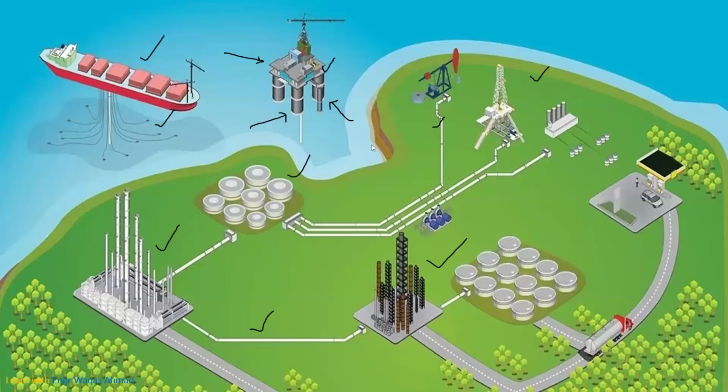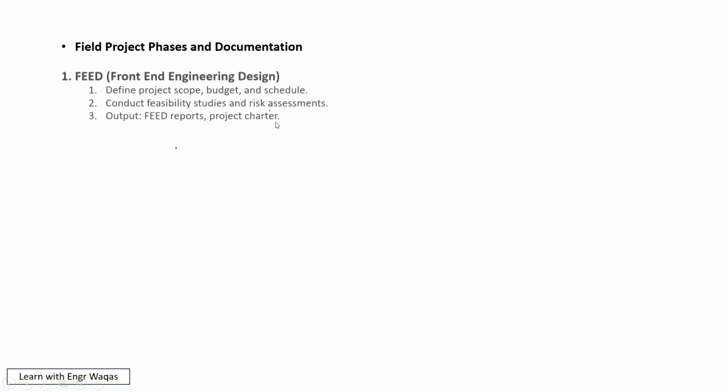So that is the basic thing for an oil and gas project planning and control engineer. You should keep in mind how the industry is divided on the basis of functionality, on the basis of dealing with hydrocarbons with respect to their stages. Whenever any project is going to start, there is one thing very common: field project phases and documentation. We call it FEED. And how do we go about that?